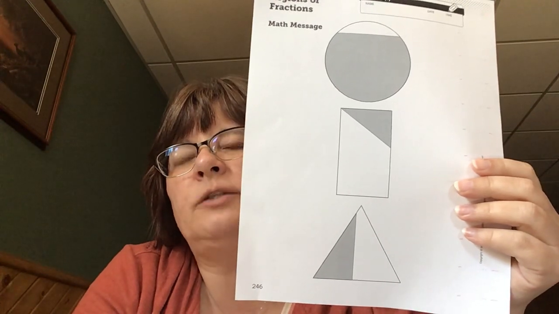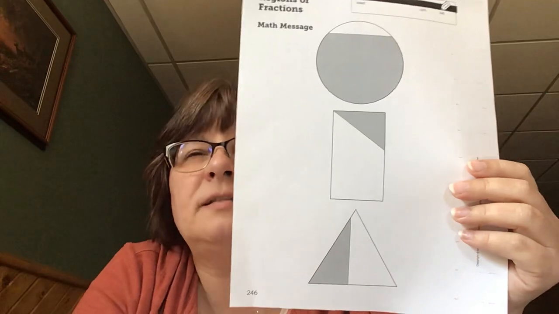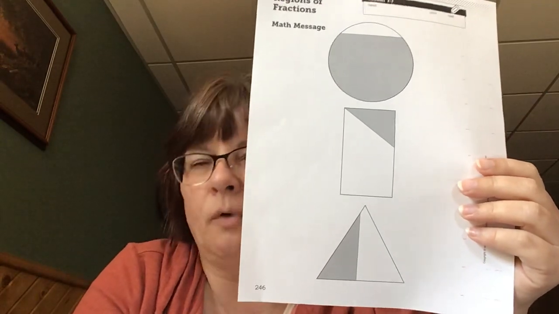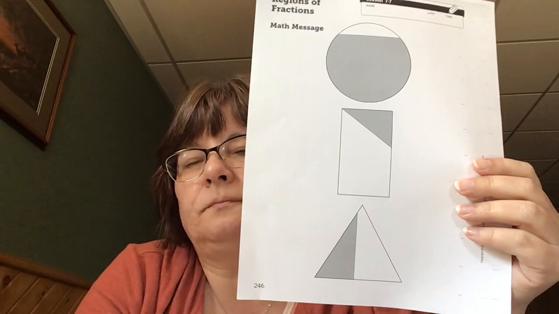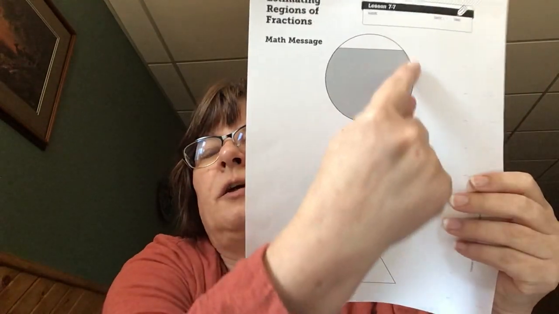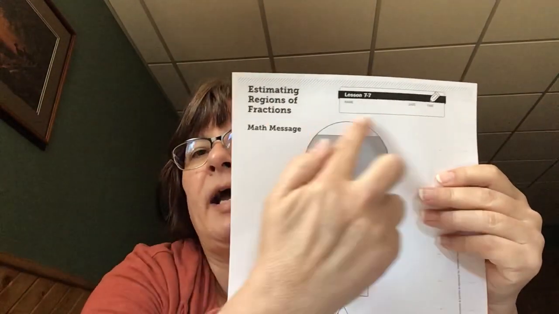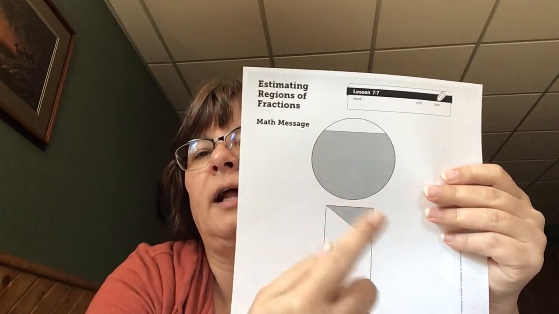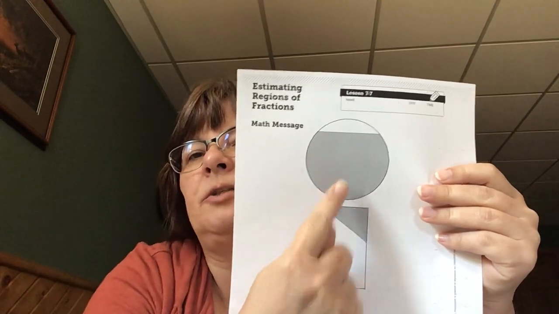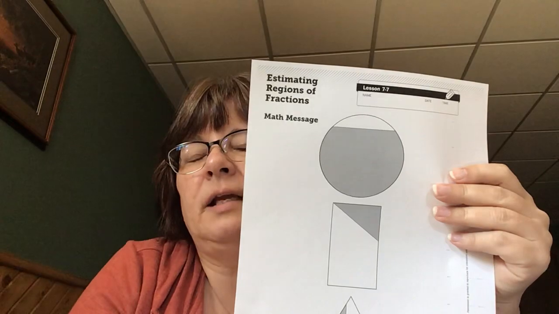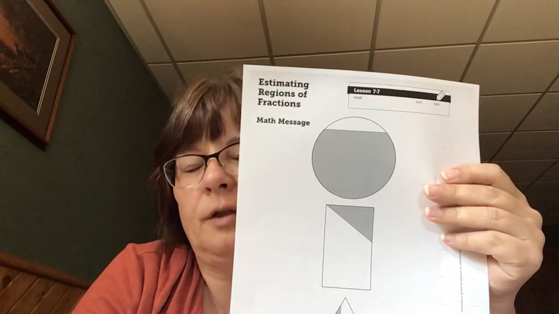So when we look at each one of these shapes, we're going to decide, is it less than 1/2? Is it more than 1/2? Or is it equal to 1/2? So let's take a look at the circle first, the shaded part. In my mind, as I look at the whole of a circle, I think half of it, the line would be right there. So my decision would be that is greater than 1/2. I don't know what it is, but it's greater than 1/2.